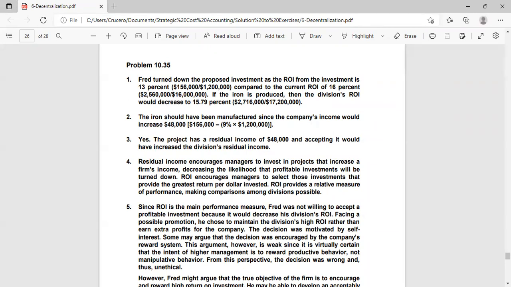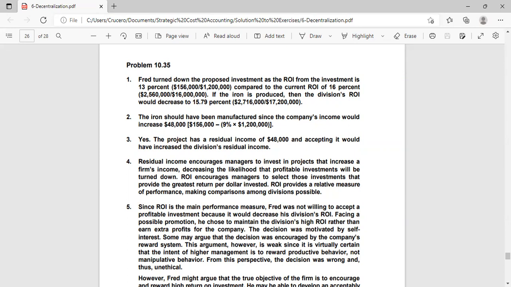Only those managers who produce the best ROI are selected to receive bonuses and to fill higher level managerial positions. Fred Olsen, manager of the hair products division, has always been one of the top performers. For the past 2 years, Fred's division has produced the largest ROI.